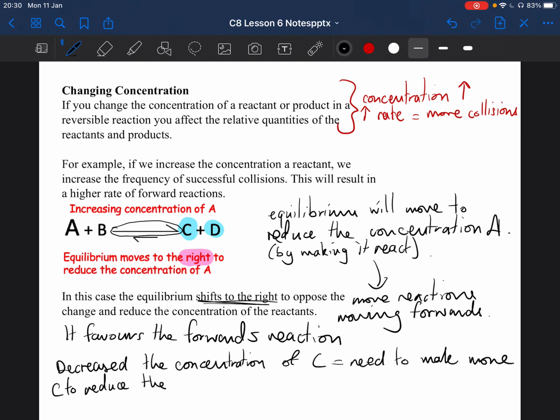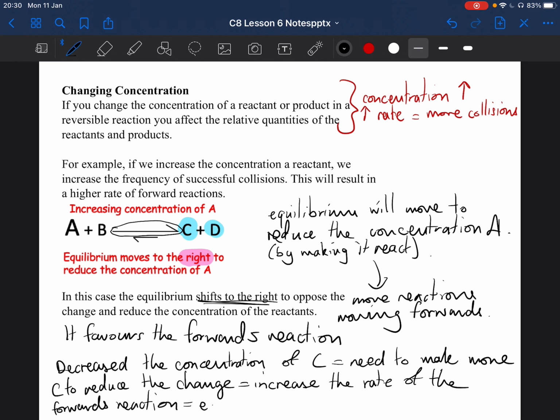To reduce the change, the only way to make more C is to increase the rate of the forwards reaction. And so what we would say here is that the equilibrium will once again shift right. So they could do this in one of two ways. They can either increase the concentration of each side of the reaction, or they could decrease the concentration of each side of the reaction, and you need to be able to predict what's going to happen in each of those cases.